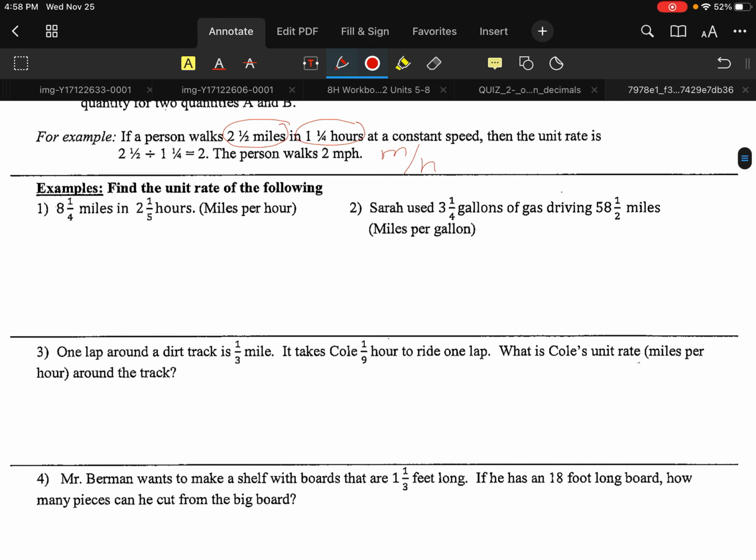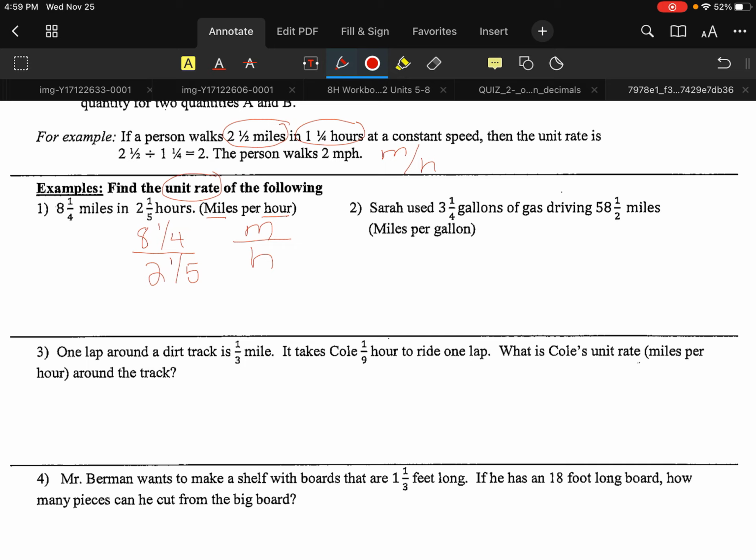So now down below, we're going to do exactly what we did in lesson 1, but with fractions. So it's going to be a complex fraction before we actually do the division. Find the unit rate of the following. Number 1, 8.25 miles in 2 1/5 hours. It says to do miles per hour, which is miles divided by hours. So I like to write it using my symbols or letters first so that my division goes in the same order. So 8.25 miles divided by 2 1/5 hours. Miles divided by hours. So now you're going to enter that into your calculator.